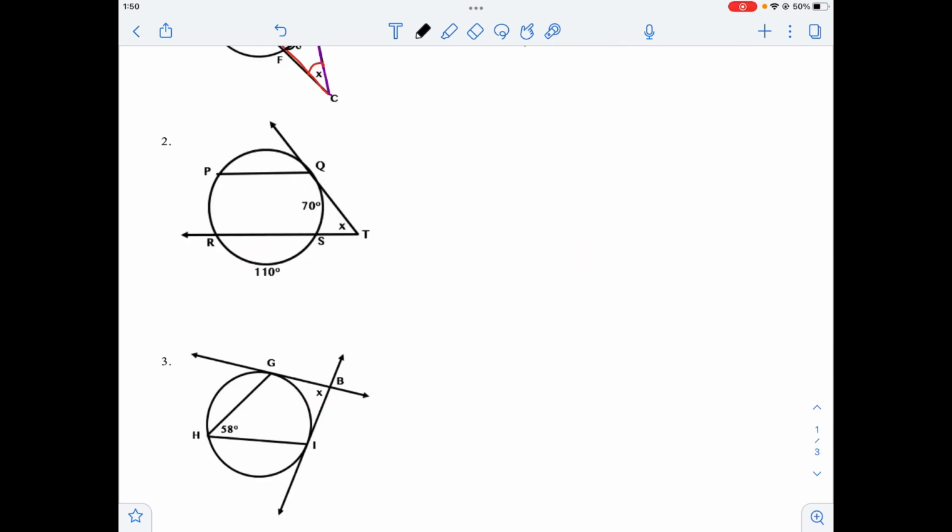For number 2, first we're going to look to see what we have. Well, we have a tangent right here. It's hitting at one spot. And we have a secant. So this again is a tangent secant theorem.